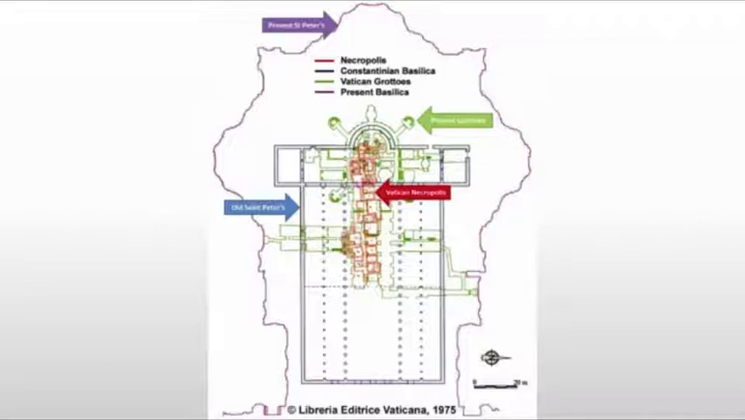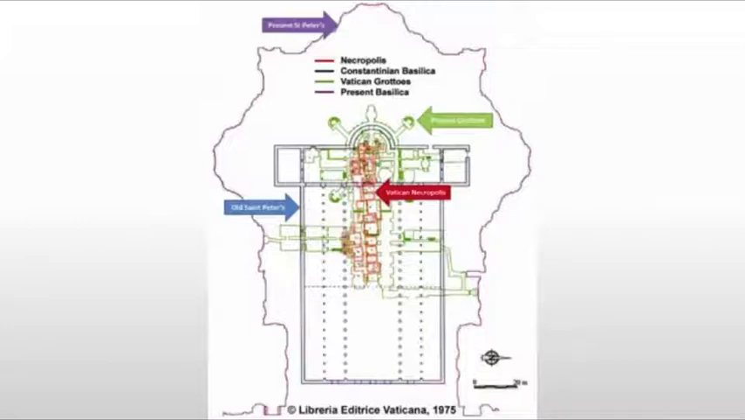We have the Vatican necropolis. We have the Vatican grottos, which were part of the original St. Peter's. We see the present basilica and the old St. Peter's Basilica, all basically sitting one on top of the next. And this is the greatest of Constantine's commissions. It's believed that Peter is buried here.